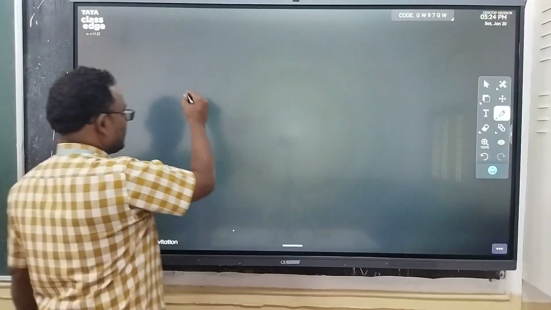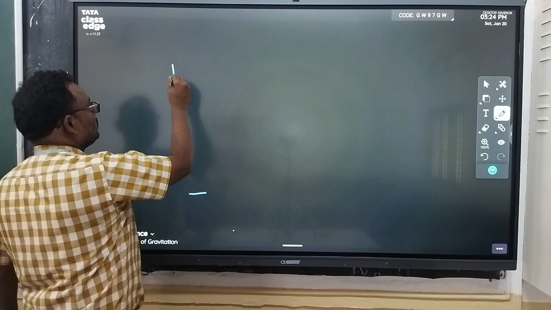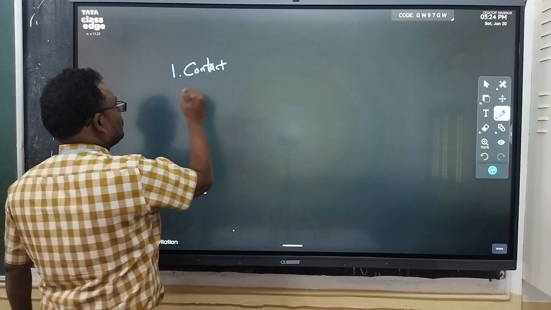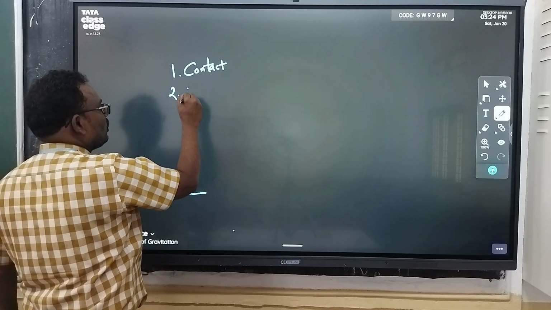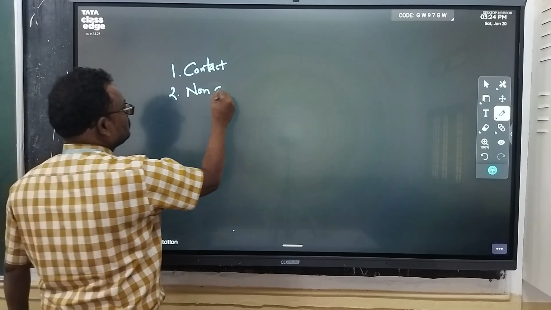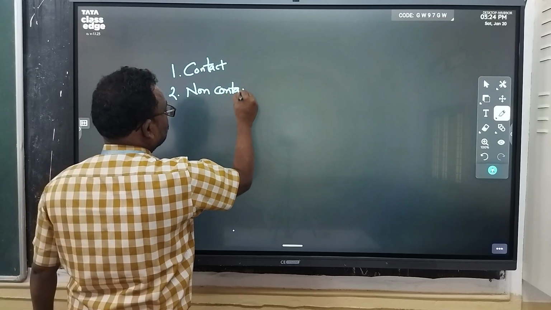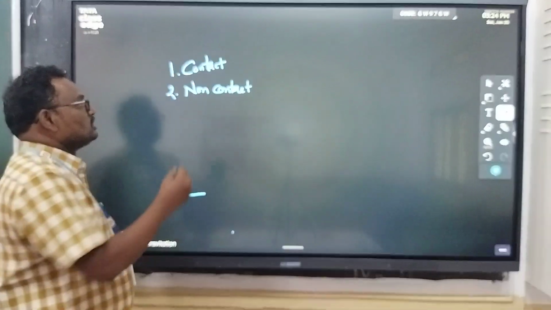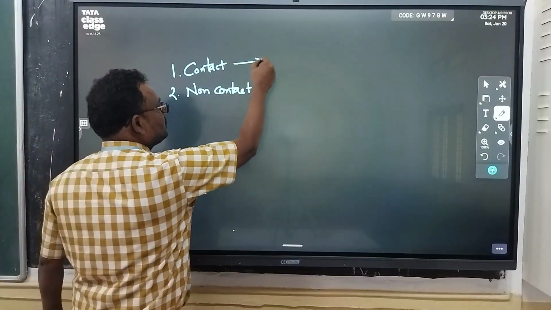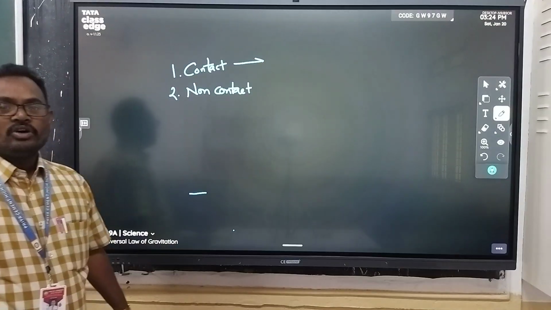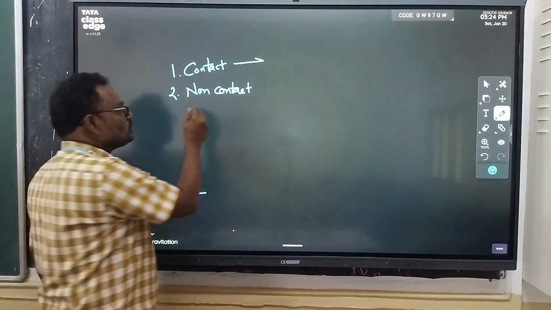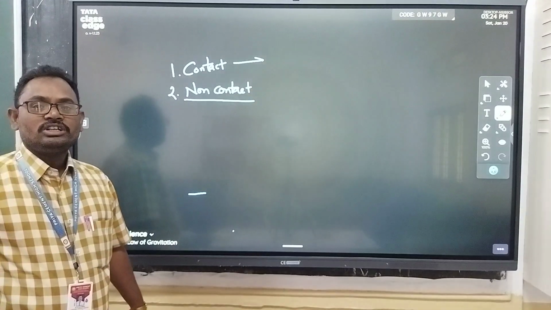Number one, contact force. Number two, non-contact force. Contact force is nothing but a force acting on a body, actually touching it. Non-contact force is nothing but a force acting on a body without touching it.